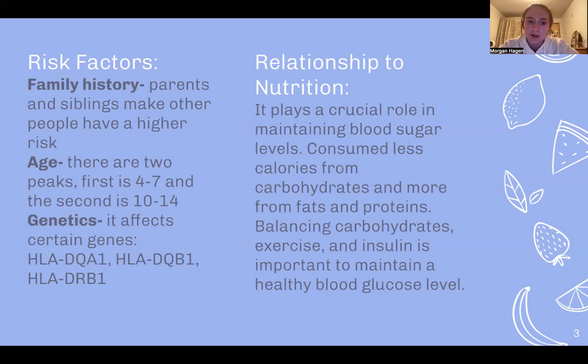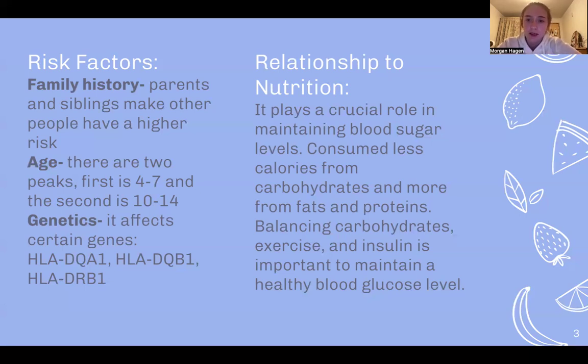You're more likely to develop it when you're younger. There's 2 main peaks for it, and the first one is between 4 and 7. And the second peak is between 10 and 14. And like I mentioned in the family history, it affects your genetics. And these certain genes are HLA DQA1 and the HLA DQB1 gene and the HLA DRB1 gene. It affects those 3 genes mainly.